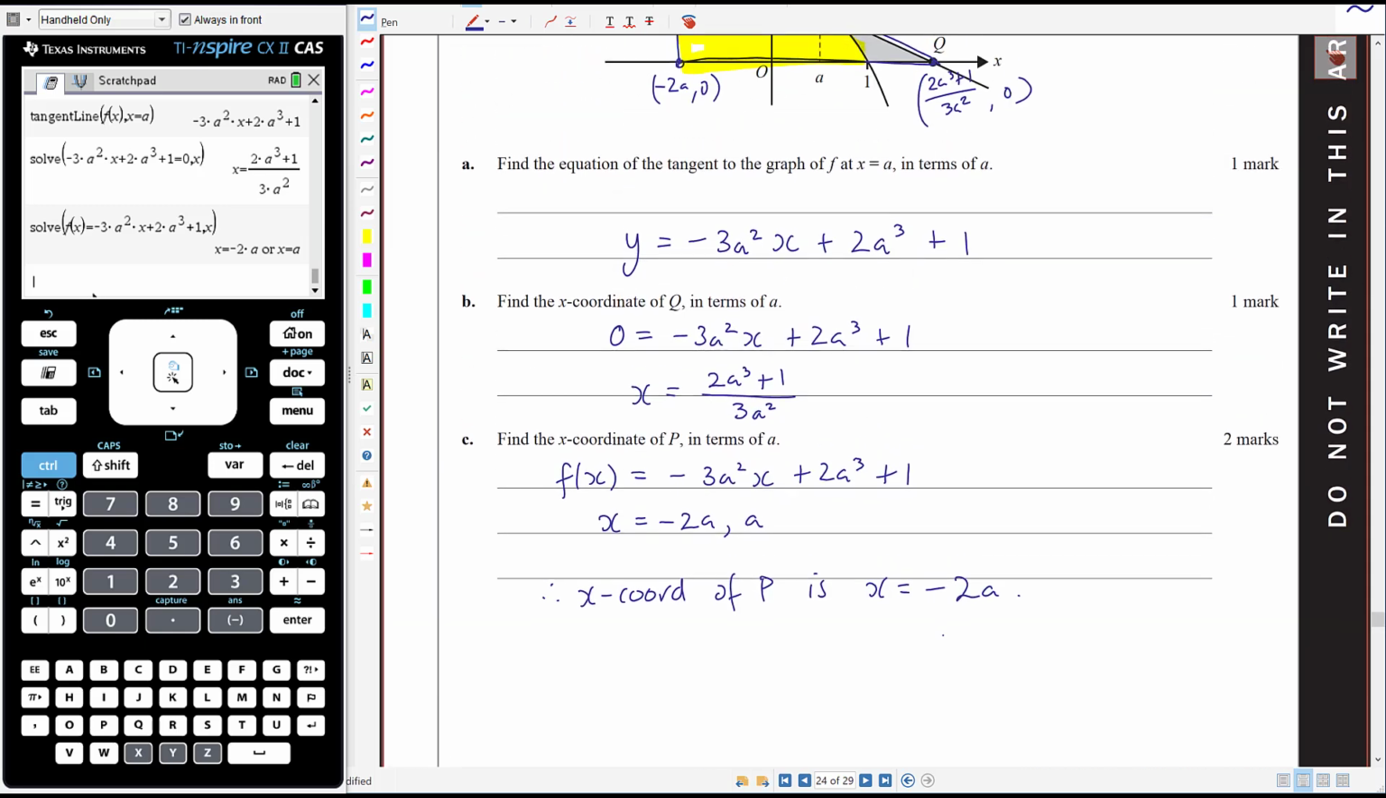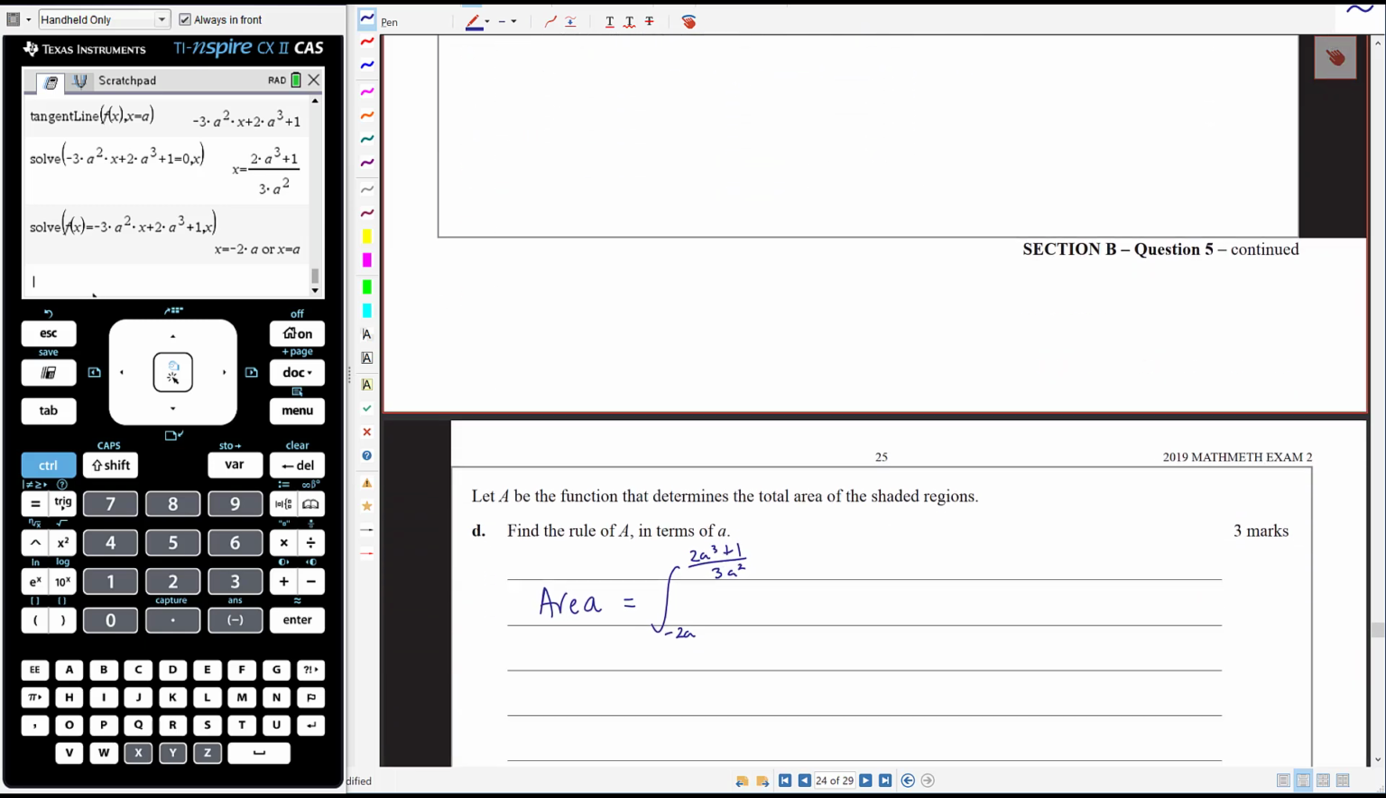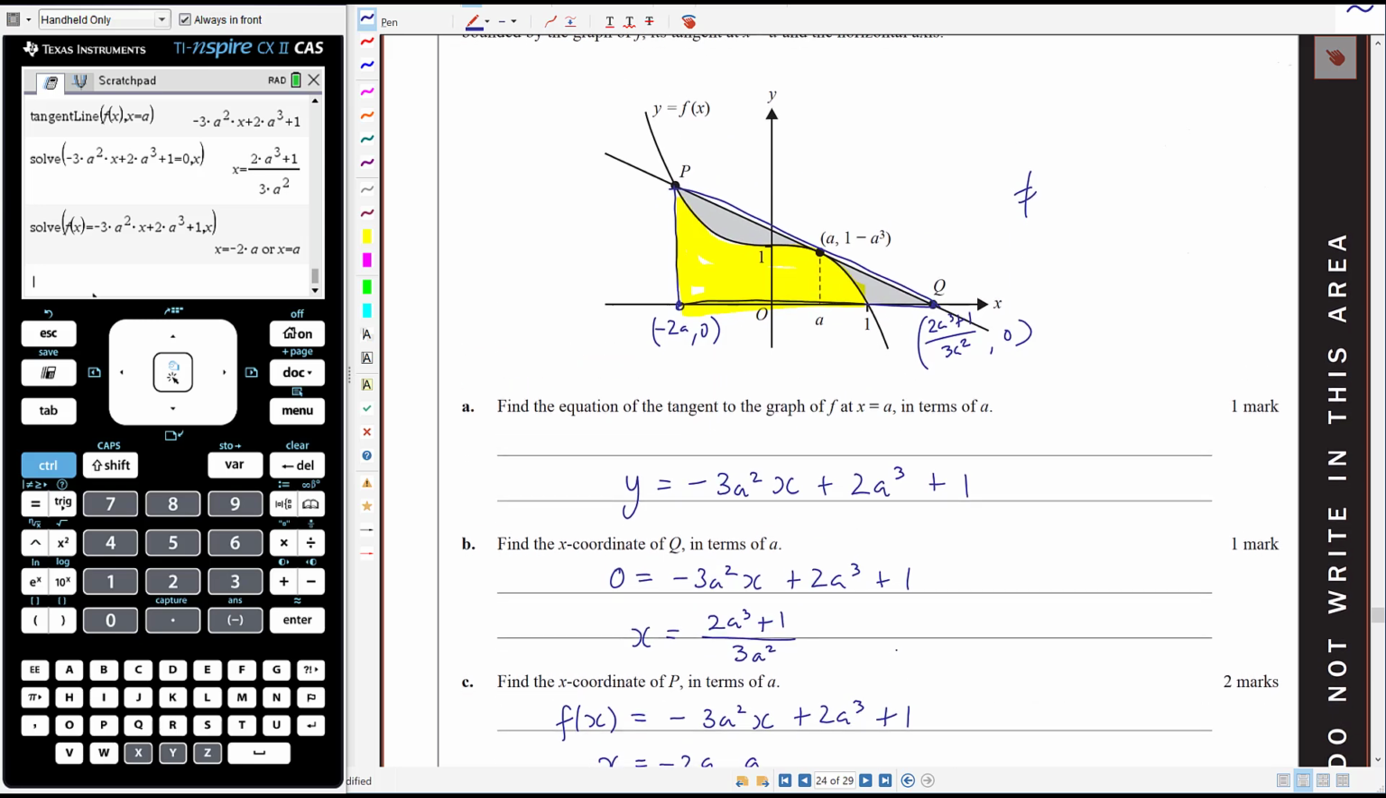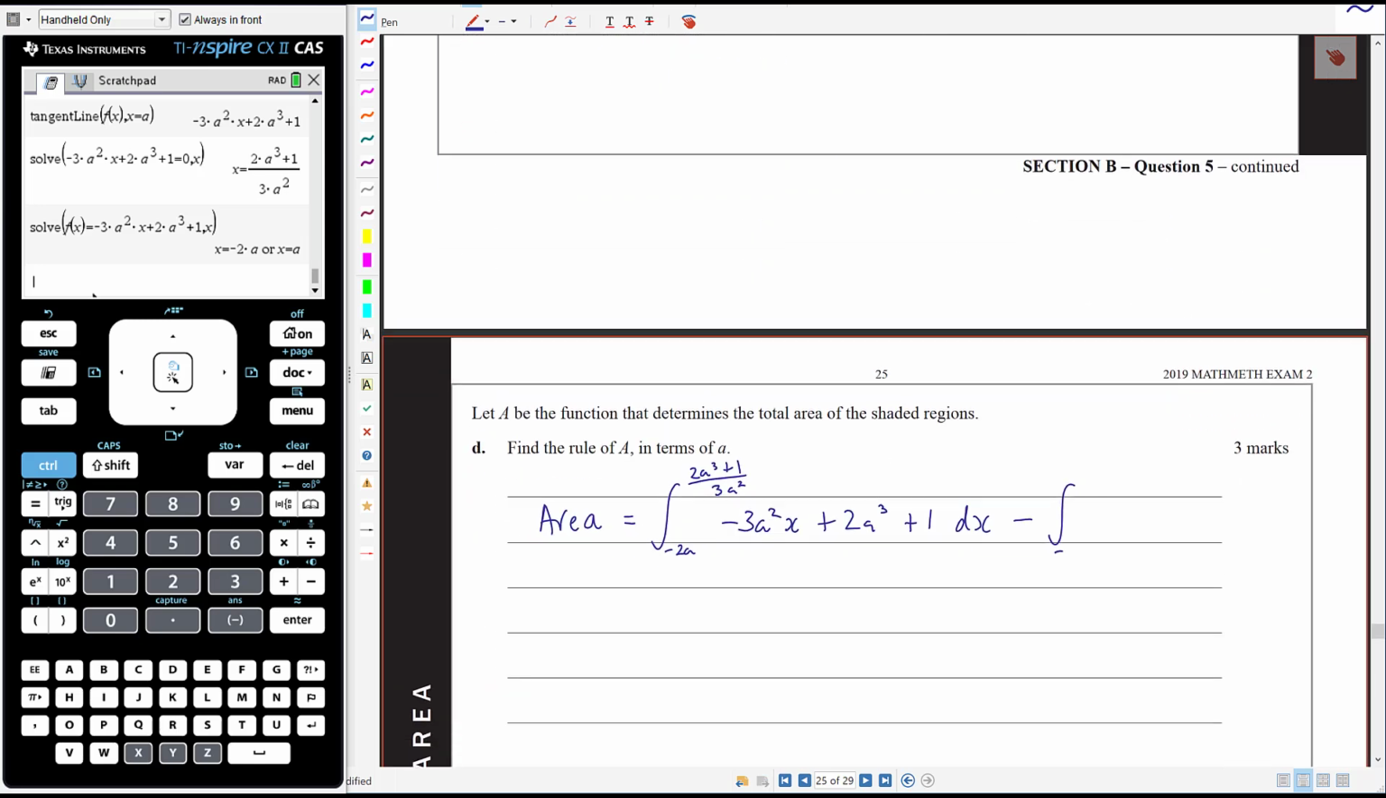And again, we haven't defined the tangent as a function, so I'm going to write out that expression for the tangent, which was negative 3a squared x plus 2a cubed plus 1. Okay, so that's the area of the triangle. And then we're going to subtract the integral from negative 2a up to 1 of the function.